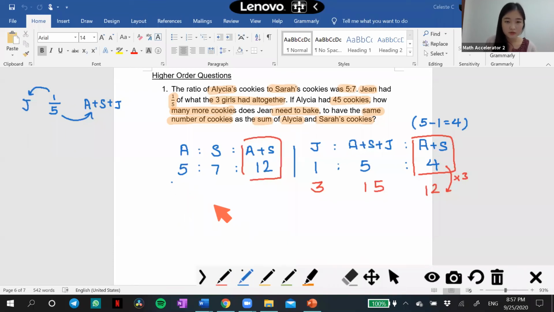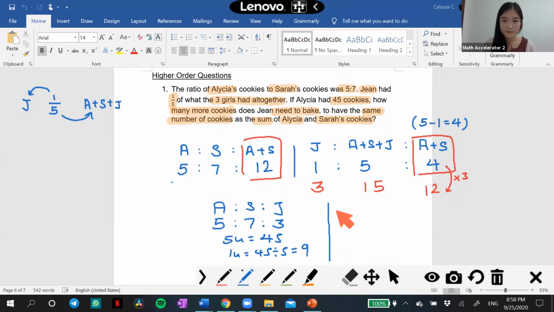Here. So let's write out the ratio first. Alicia, 5 units. Sarah, 7. And Jean, 3. You must write the equivalent one. Right, and 5 units here equals to 45 is given. So find 1 unit, which is 9.